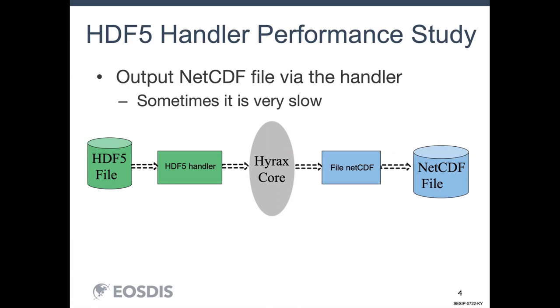We want to ask ourselves a question. Are there any unnecessary steps we can remove to improve performance in this pipeline? And if there are some unnecessary steps, how effectively can the performance be improved if we remove those steps? And also, can this be realized? To answer this question, we have to first dive into a typical NASA HDF file.